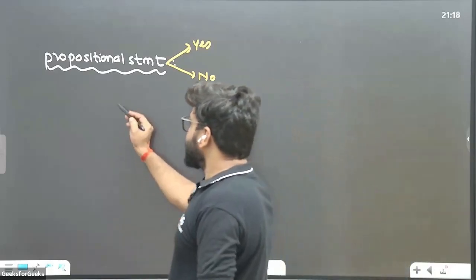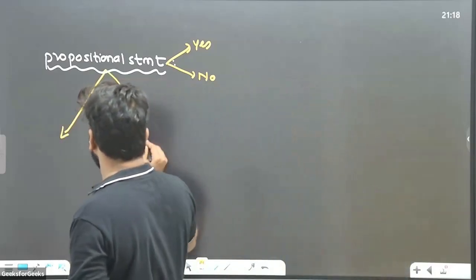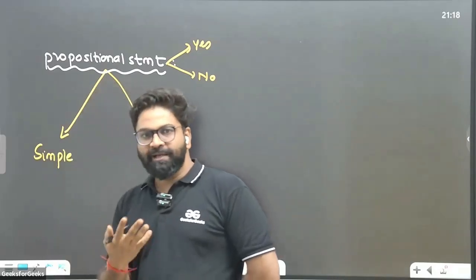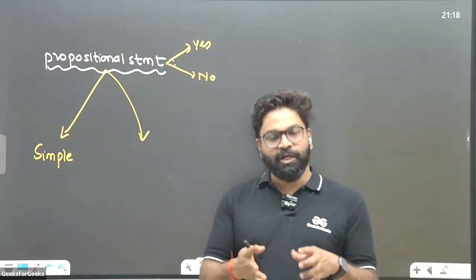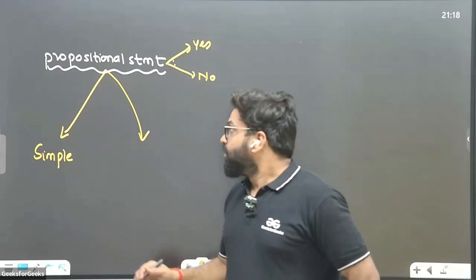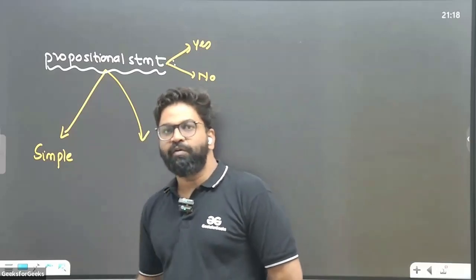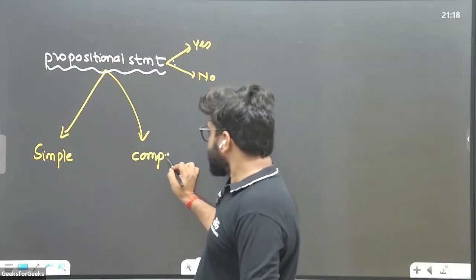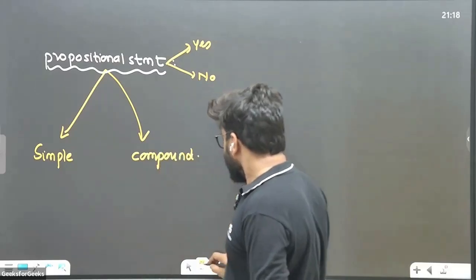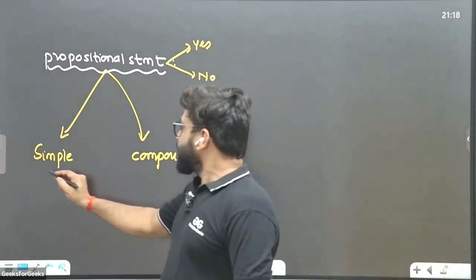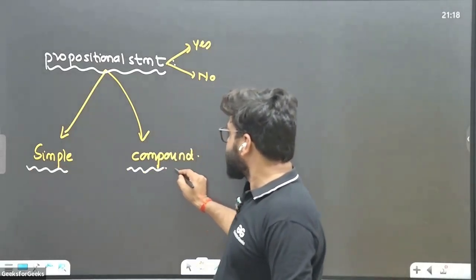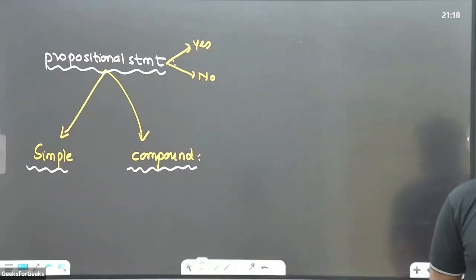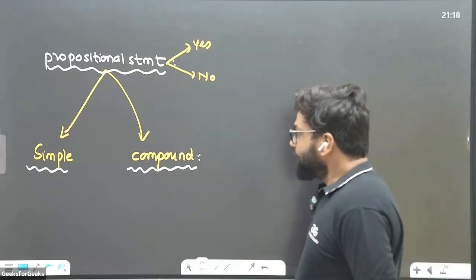So these propositional statements are basically of two types. I know that you may have studied this type of thing, but still I'll try to give you more insight about it. Please listen. One is called a simple propositional statement, and another one is called a compound propositional statement. So there are two different types of propositional statement.